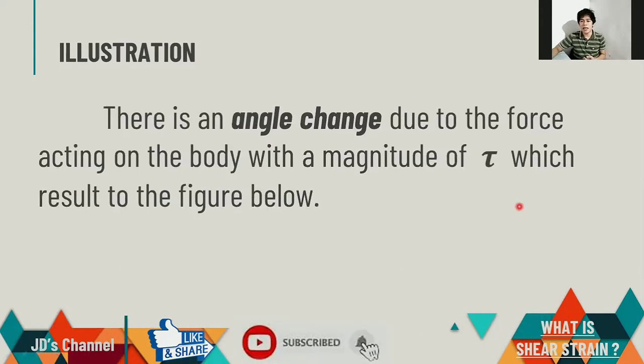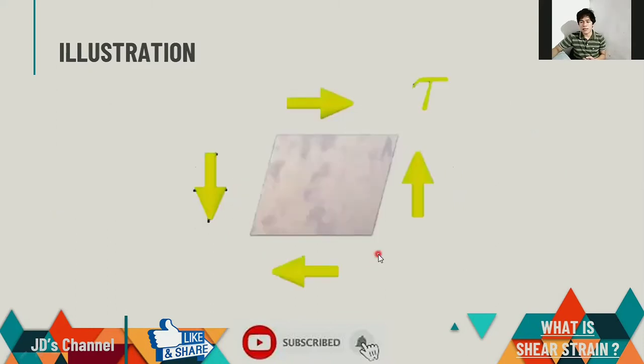So there is an angle due to the force acting on a body with a magnitude of tau, which results to the figure below. So ito, ayan, ito class. Ayan, so di ba tanda natin, since ang ating pinag-uusapan is shear strain, so tanda natin na sa ating shear stress, dahil sa ating shear force na in-apply sa isang particular na body in a certain area, nagkakaroon siya ng change in angle or position. Ano po, at ayan, yung isang example natin.